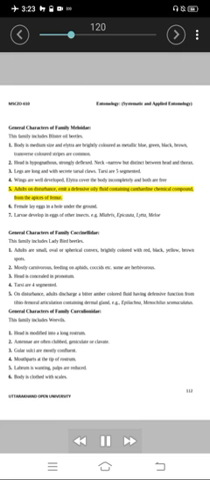5. Adults, on disturbance, emit a defensive oily fluid containing cantharidin chemical compound, from the apices of femur. 6. Female lay eggs in a hole under the ground. 7. Larvae develop in eggs of other insects. E.g., Mylabris, Epicauta, Lytta, Meloe.